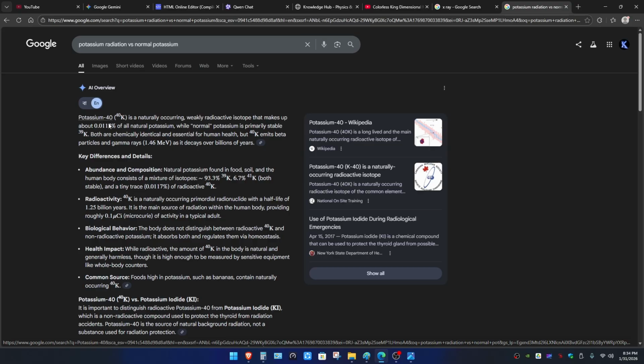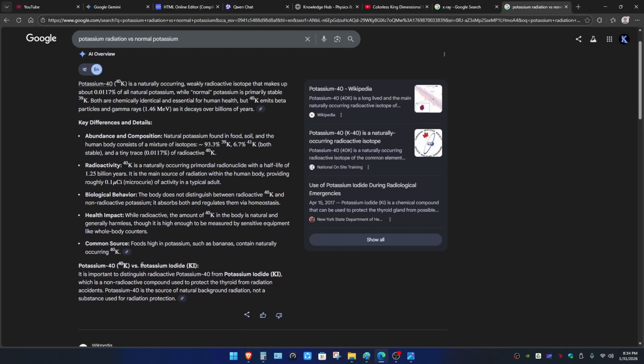So this is a different topic that I didn't understand. Maybe I need to put more effort into it. And potassium iodide, it is important to distinguish potassium-40 from potassium iodide, which is a non-radioactive compound, can be found in the thyroid, and can be used to protect the thyroid from radiation accidents. Okay, so what does this mean?